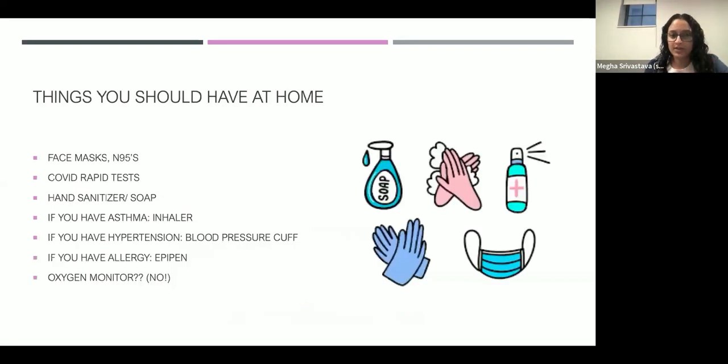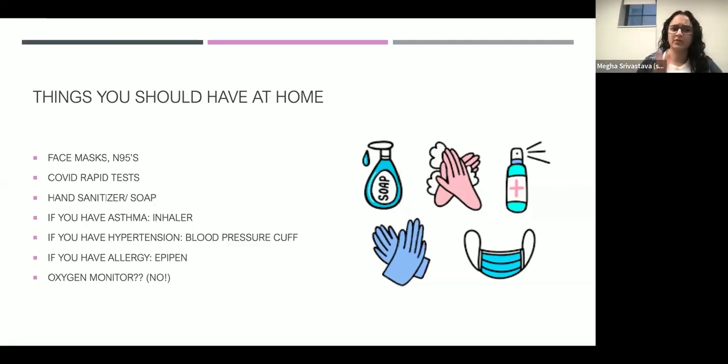And then just generally, things you should have at home. Face masks and N95s, especially if you have any sort of comorbidity, as we call it. So any other illness, like diabetes, hypertension, obesity, you should be wearing some sort of protection because you are at increased risk for respiratory illnesses. COVID rapid tests: Smart University actually gives out free ones every Wednesday and Saturday morning by the Health Action Center. You can also show up to the Health Action Center and they have rapid tests.